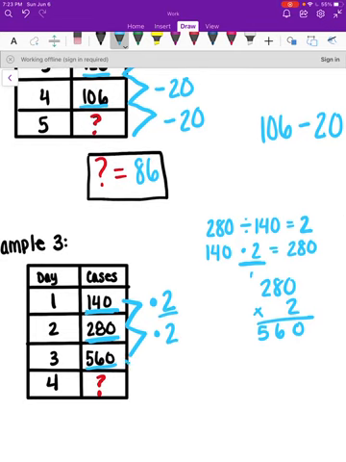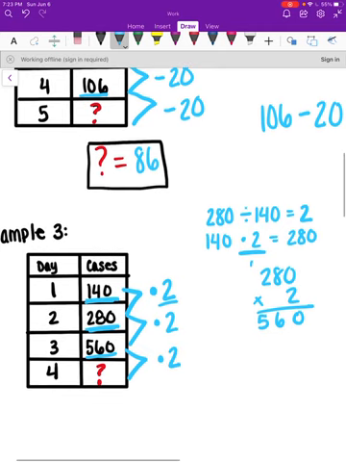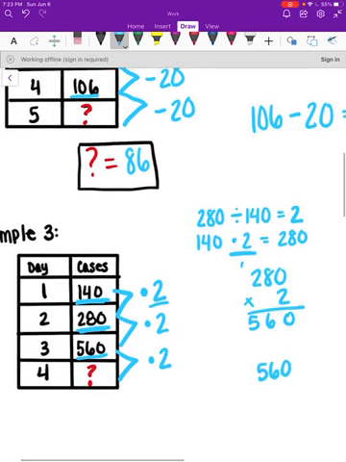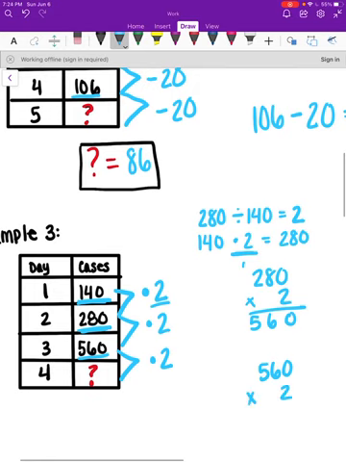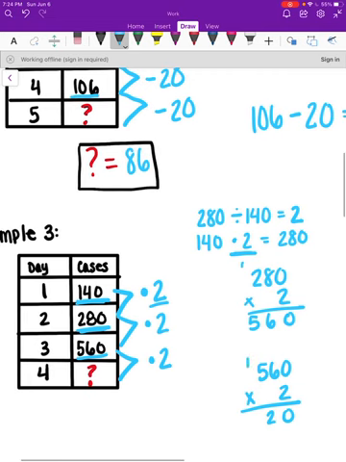Now we just need to multiply 560 times 2 to get that question mark. So I'm going to do 560 times 2. I'm okay with you using a calculator, but if you want some practice doing it by hand, you can. 5 times 2 is 10, plus 1 is 11. So our question mark equals 1,120.